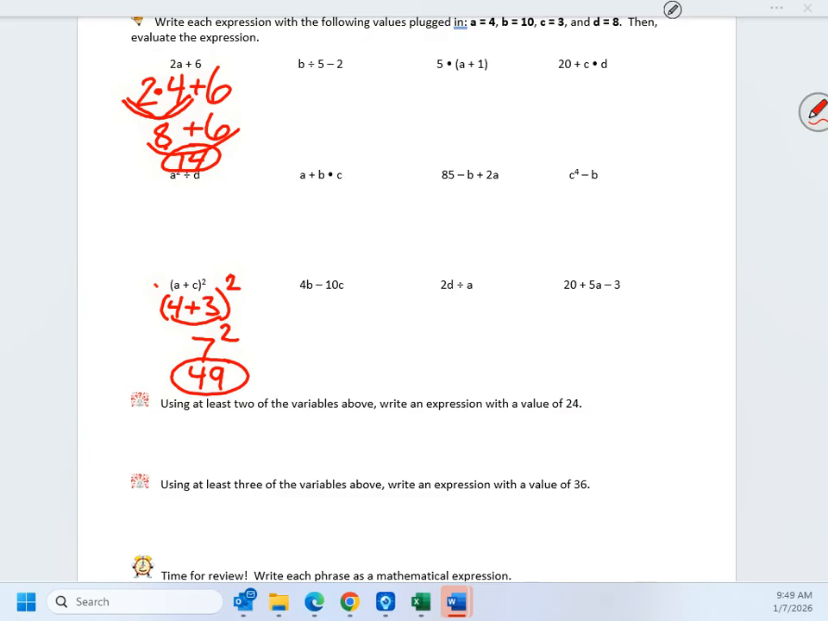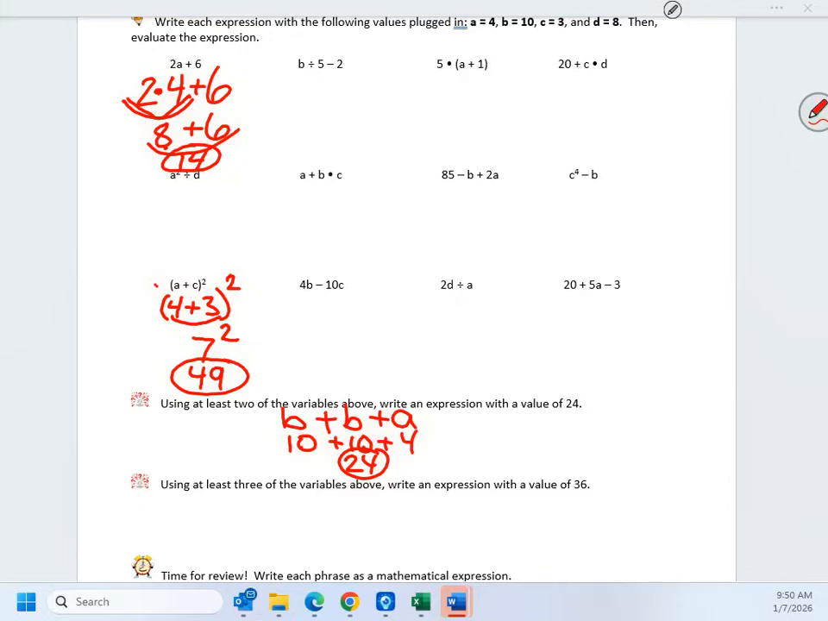Who thinks they can use that A, B, C, and D, use 2 of those variables plus other operations, other numbers, to equal 24? What did you come up with, Alex? B plus B plus A. Say that one more time. B plus B plus A. All right, so I look at that. B is a 10, plus 10 plus 4. 10 plus 10 is 20. 20 plus 4 is 24. That works. That is a great expression.